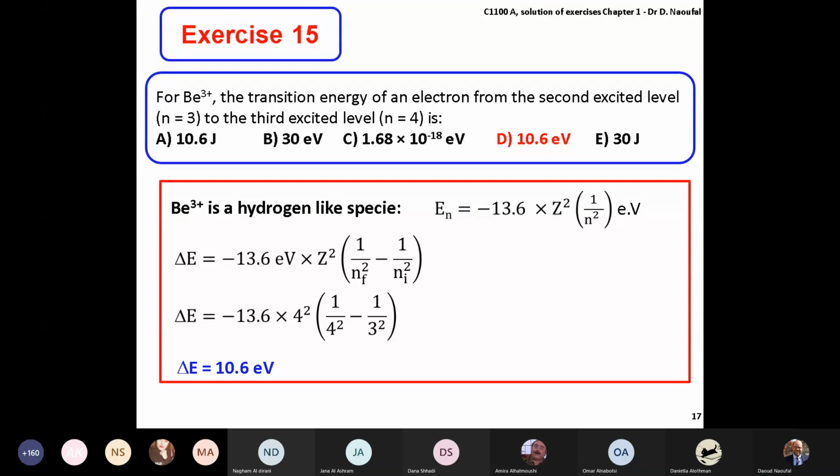Pay attention that delta E is a positive value. Okay, so delta E, because E equal E higher minus E initial, so delta E is always positive. Can we find the answer by thinking and elimination? No, all the values are positive. So we have to do calculation in this exercise, and the correct answer is D.